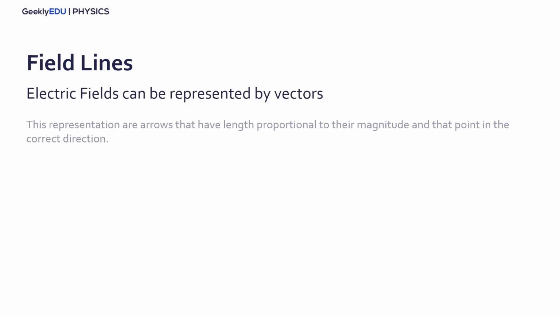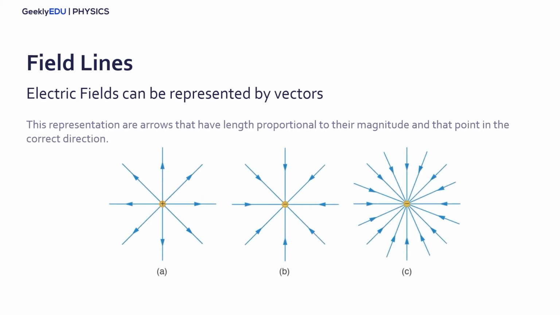Alright, so the field lines are vectors that we use to represent the electric fields. This representation uses arrows that have length proportional to their magnitude and that point in the correct direction. So here are some examples of the electric field lines of point charges isolated in space. They're not interacting with anything else here.